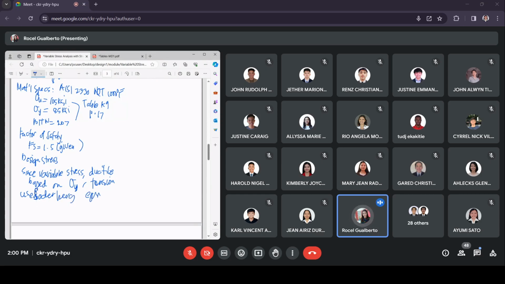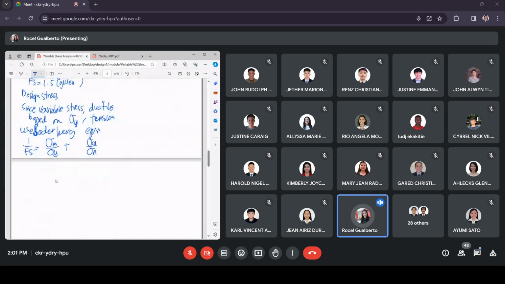So you use the Soderberg equation since it's a variable stress, ductile, which is basically based on yield, and you have tension. So we use now 1 over Fs is equal to sigma m over sigma y plus sigma a over sigma n. Since the member has a hole at the center, you add here Kf. So this will be our working equation, the Soderberg with our Kf value: 1 over Fs equal to sigma m over sigma y plus Kf sigma a over sigma n.